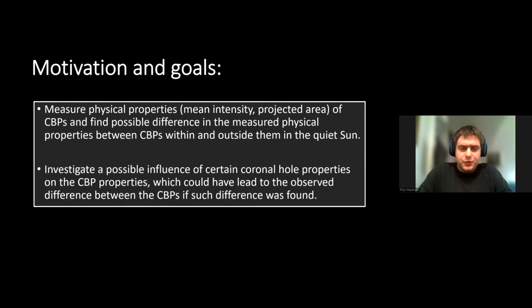So what we wanted to do here is to find if there's any kind of differences between CBPs within coronal holes and those outside in the quiet Sun regions based on the observed properties, mainly here the mean intensity and projected area, which are the main topic of this lecture. And if the difference is found to be true, we wanted to investigate what could be the cause of that difference and whether the properties of coronal holes might be influencing the appearance of CBPs within them.